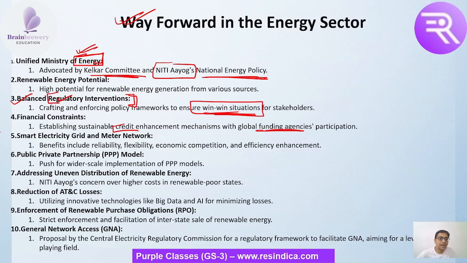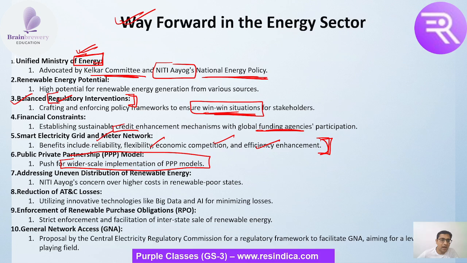Then smart electricity grid and smart metering is the need of today. Okay, you have to start with smart metering and smart grid connections, which will provide more and more reliable power, more flexible economic competition, and efficiency will also be generated, and there will be no issue of power theft. More and more private sector participation. We have to have wider-scale private participation over here.